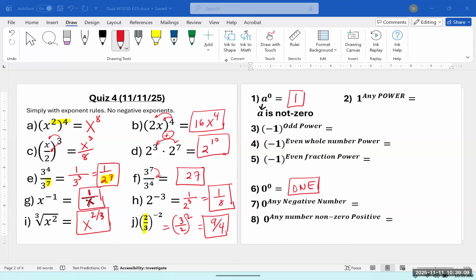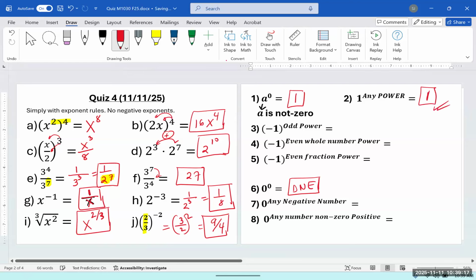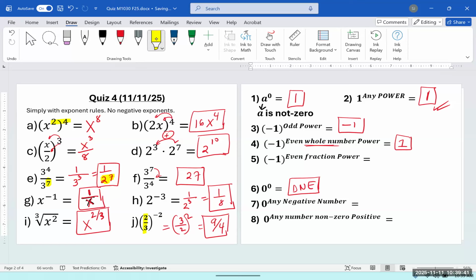The next one. What is 1 to any power? 1. So without any doubt, we know this is true. Okay. What is negative 1 to the odd power? It could be an odd fraction, a whole number, anything. Negative 1. That means what is negative 1 to the even whole number? Positive 1. So why do we have to write two parts for even, one for the fraction, one for the whole number? What's the difference? You still get credit. You can't.